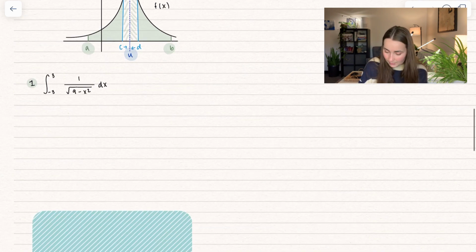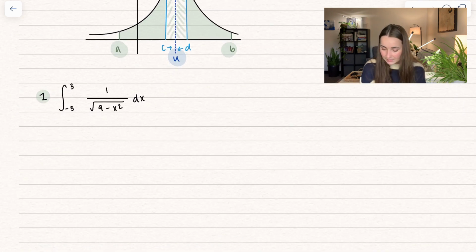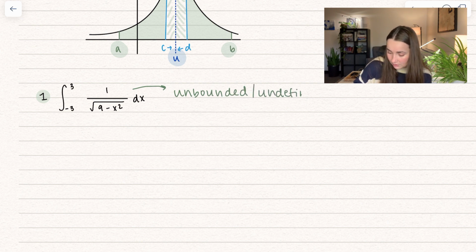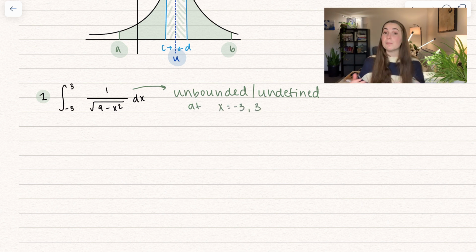So let's go ahead and talk about how we're going to do some of these problems. Here we have the integral from negative 3 to 3 of 1 over the square root of 9 minus x squared dx. So notice here, where is our function going to be unbounded? Well, this function is unbounded, or you can think about it as undefined, whichever way your brain likes to work. And this is going to be at both -3 and +3, which are both our bounds. So here we're dealing with two types of improper integrals.